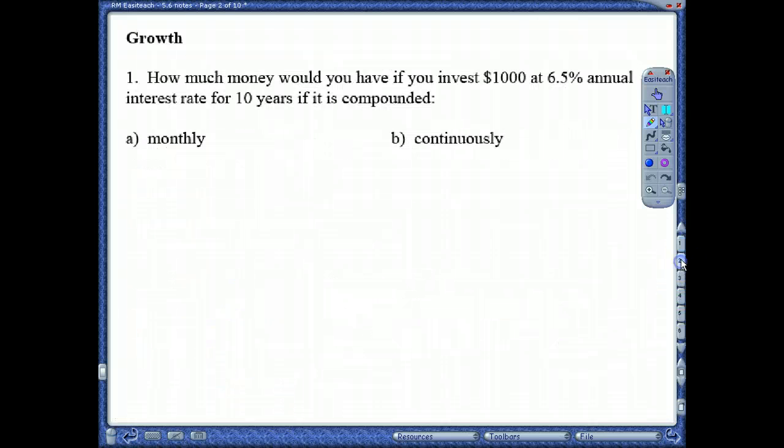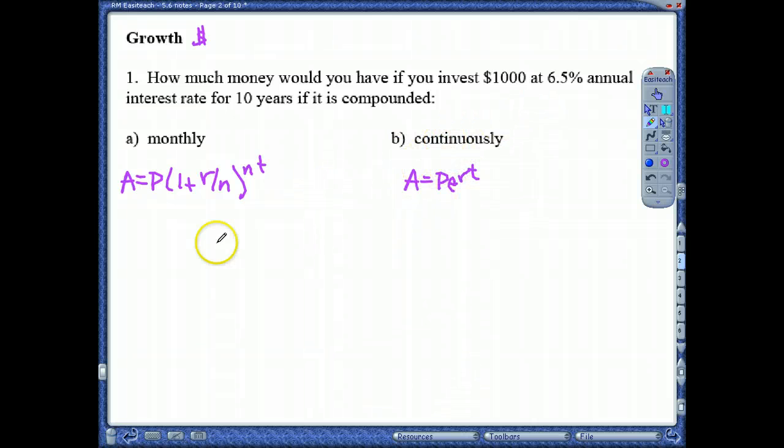So let's just practice a couple of our favorite growth functions, or at least we hope they're growth functions, and those are the two that deal with money. When you're compounding continuously, you're going to use your PERT formula. Compounded a certain number of times, you're going to use this formula, where n is the number of times it's compounded. So when you're compounded more times, that's going to mean more money. So all we're doing is plugging those in.